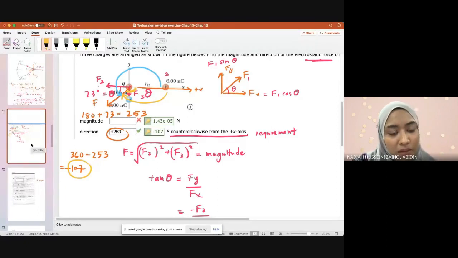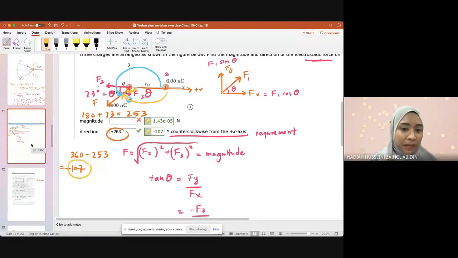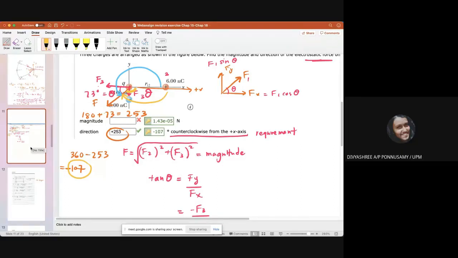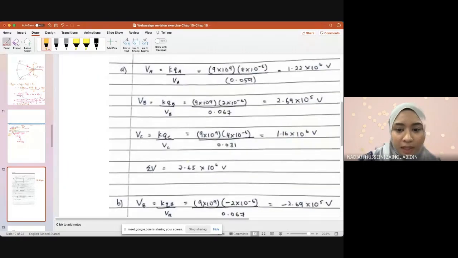Divya, was that okay? Okay, doctor. Thank you, doctor. So the answer 253 or minus 107 is both acceptable. The negative x-axis is also acceptable, right, doctor? But for the exam, just say with respect to the x-axis, just give me the easiest answer. So that doctor can find the complement and so on, because 107 becomes complicated to calculate.